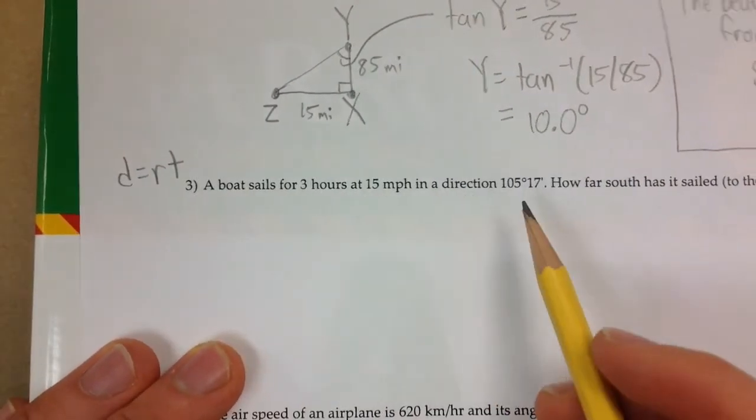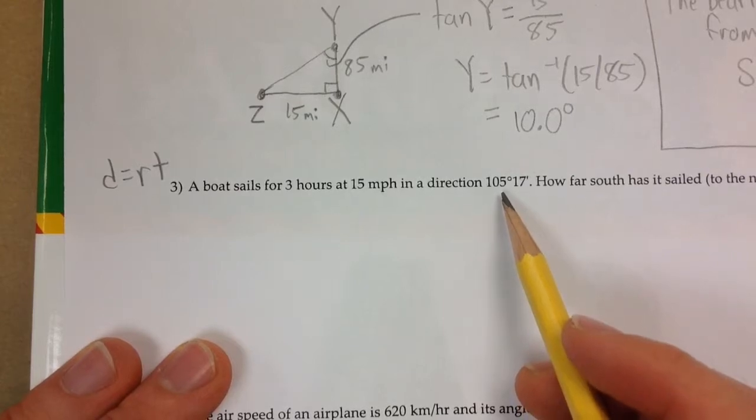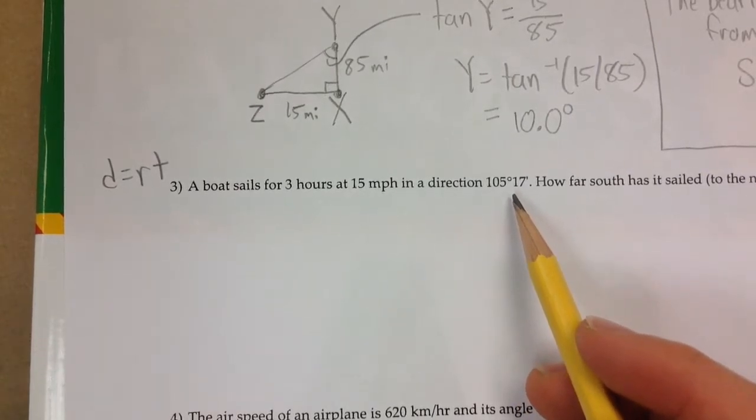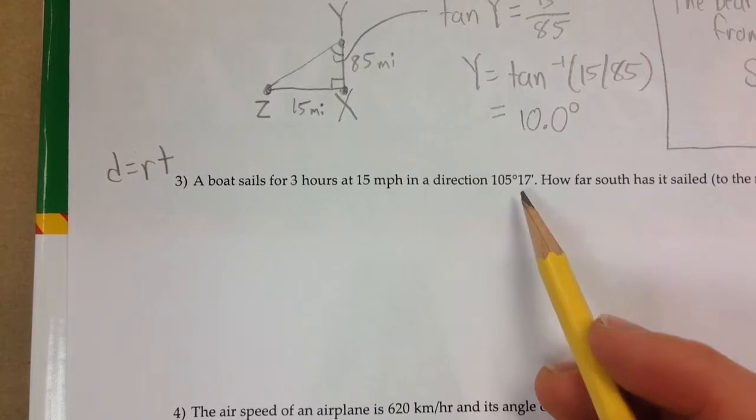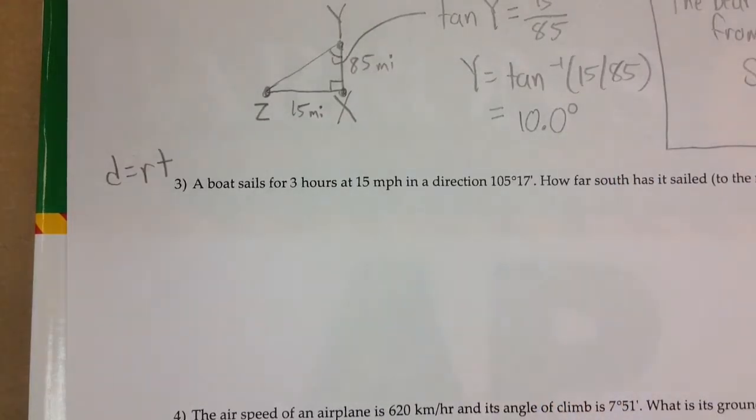All right, you got to know what a direction of 105 degrees 17 minutes means. And Gabe, could you tell me what that means? That means... Am I going east, south? Looks like you're going southeast. Southeast, I agree with you.